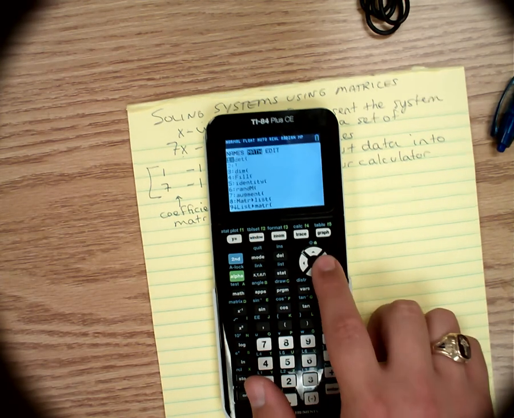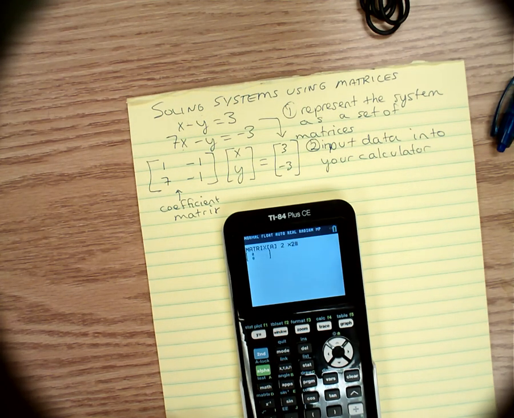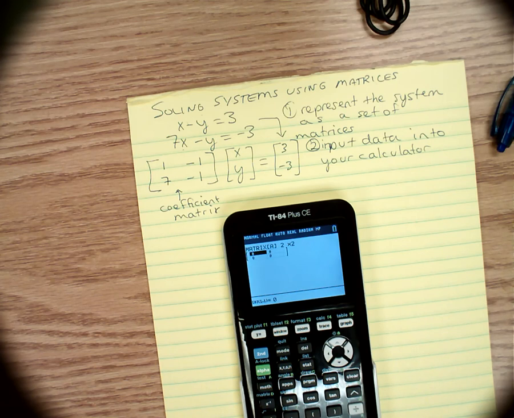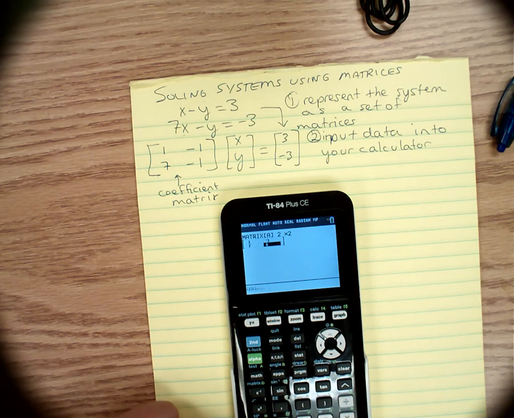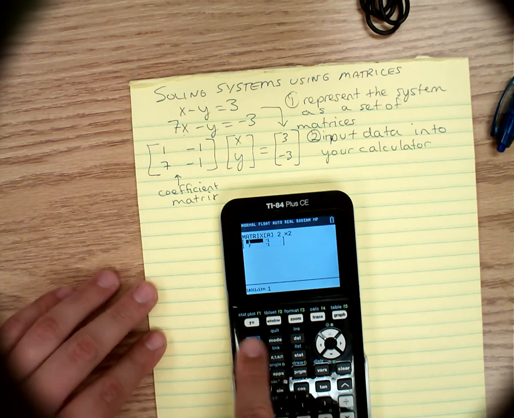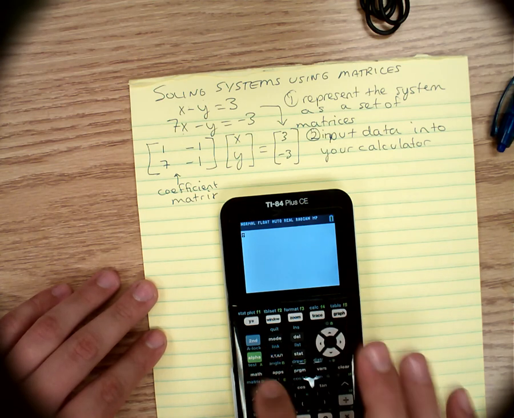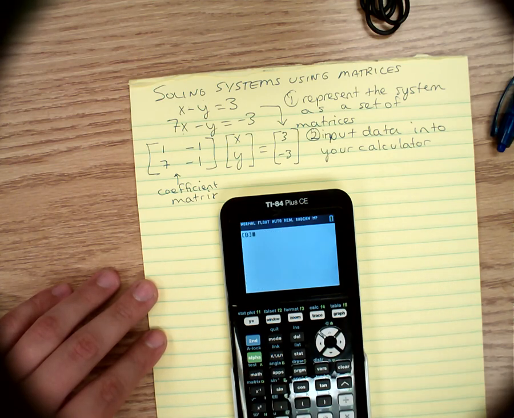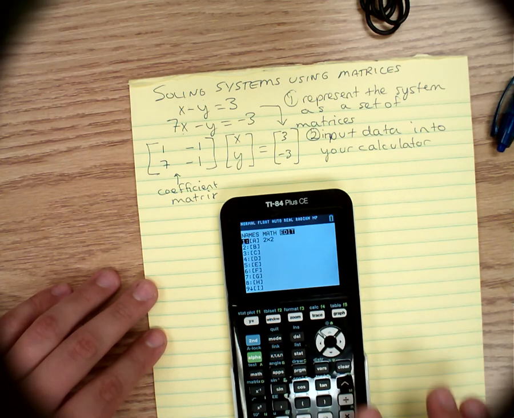You have to go over to edit once again. We'll define matrix A. It is a 2 by 2, so 2 enter, 2 enter. We put these in, so we have 1, negative 1, 7, and negative 1. And so that the calculator doesn't get confused, I always quit out of that. So that's second mode. So we define our next matrix. That could be matrix B in this case. Go over to edit, down to B.